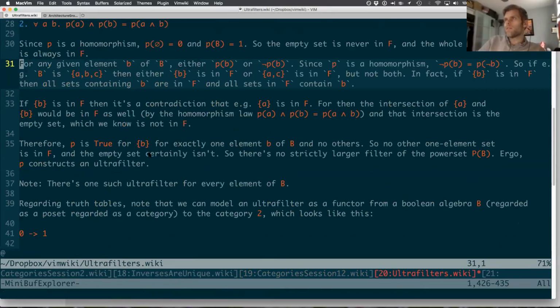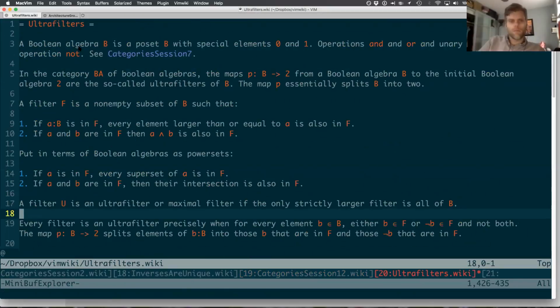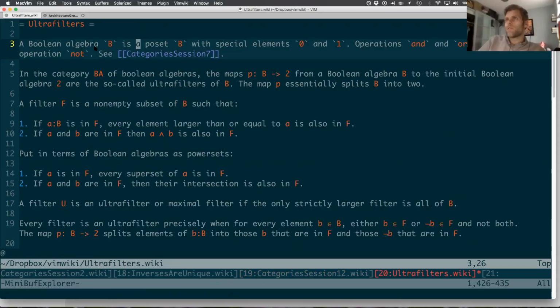And that was a couple of sessions ago. We talked about ultrafilters. I think it's probably session 8 or 9. No, it was 8, because session 7 is where we talked about Boolean algebras. All right, so we actually have a video of that one.